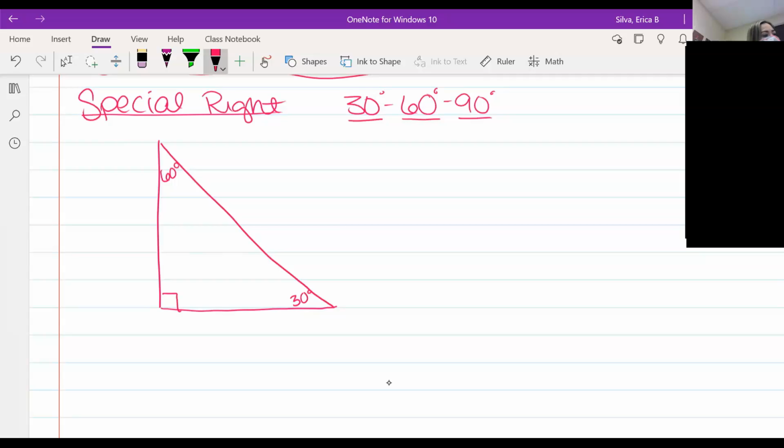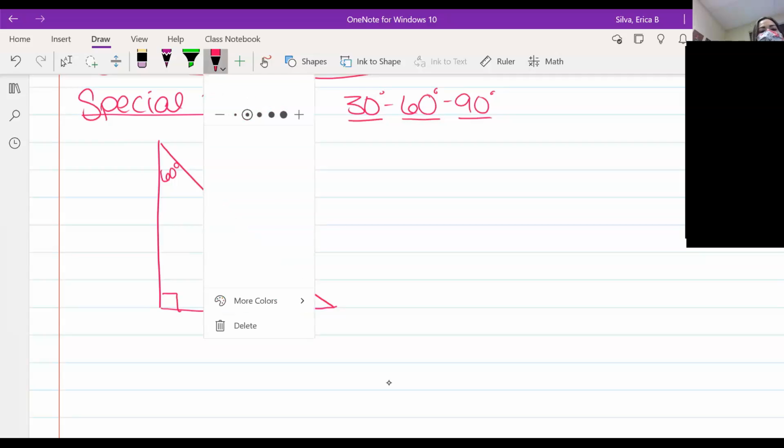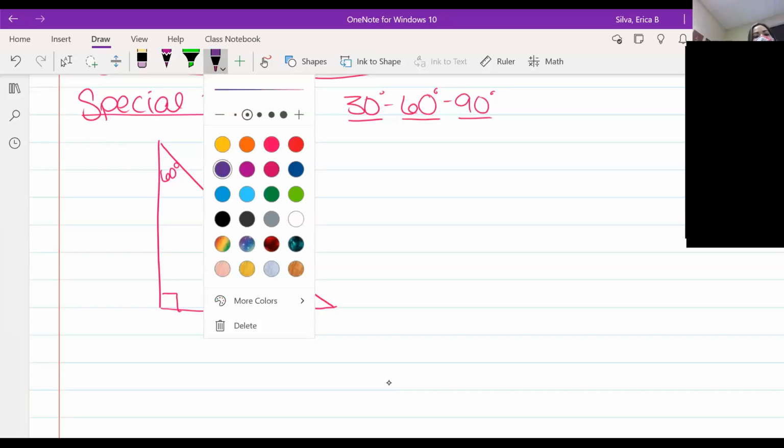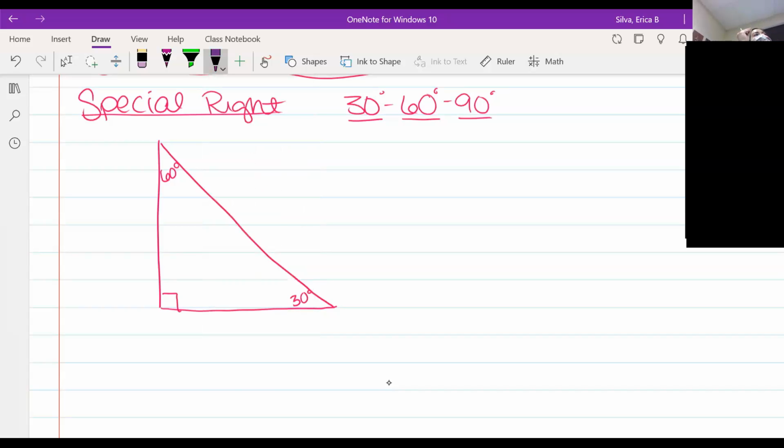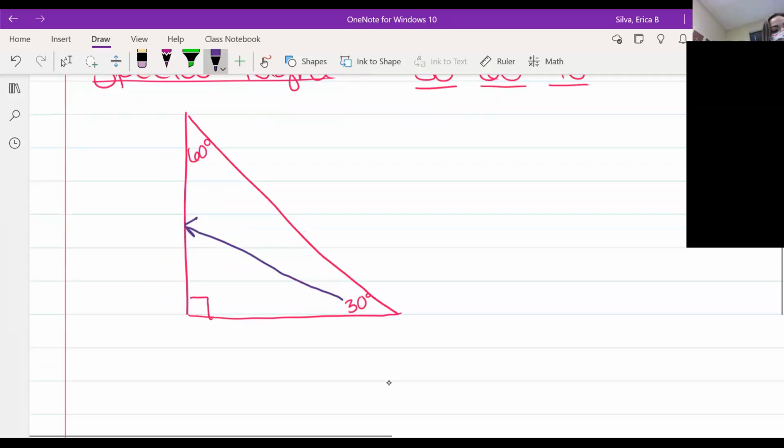30, 60, 90. So on a 30, 60, 90, if you guys remember from the beginning of the year, when we looked at the smallest angle was across the smallest side. So that's what we want to do first. We want to look at our smallest angle and we want to draw a line to the side that's across from it. That is going to represent my small side or my short side.